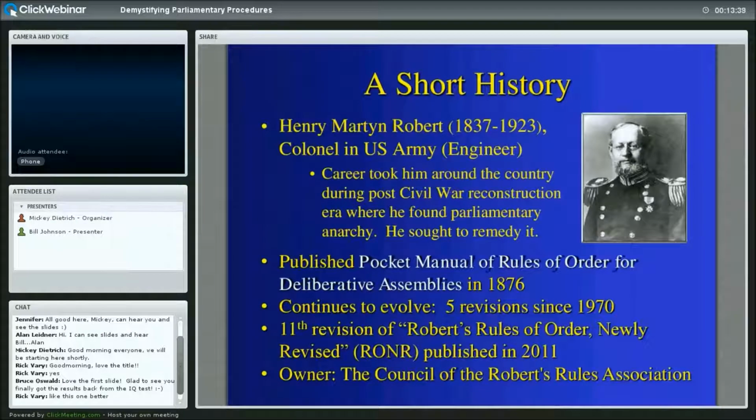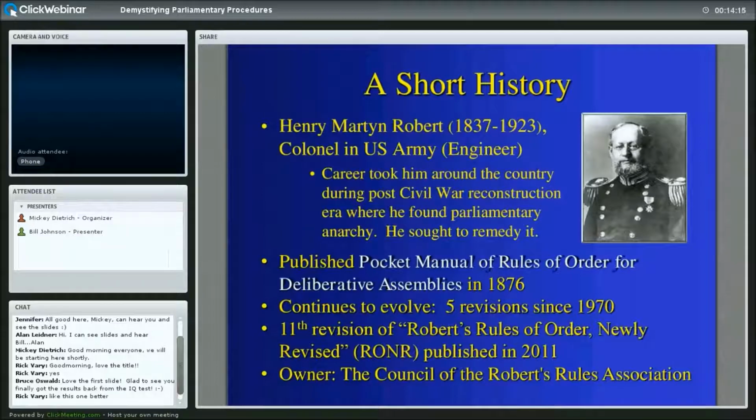Okay, so how did these all start? Well, here is the guy. This is Henry Martin Robert. He was a military man, was in the Civil War, wearing a blue uniform for the Union Army. And in the post-Reconstruction period of the Civil War, he, in his military duties, was traveling all around, as a colonel at that time in the engineering corps of the U.S. Army. And he participated in lots and lots of community gatherings and meetings.